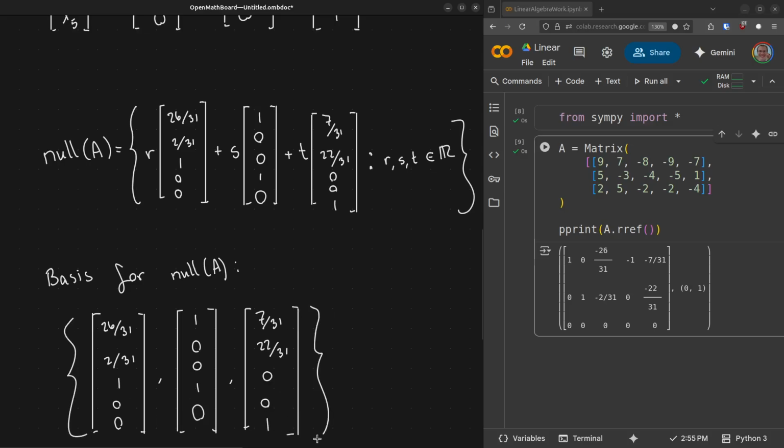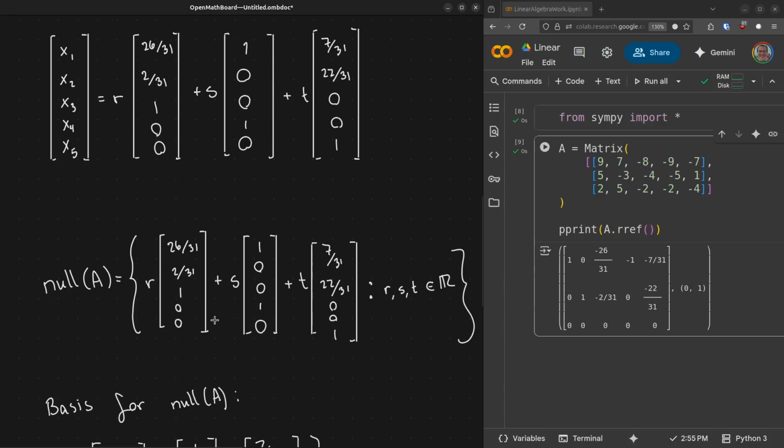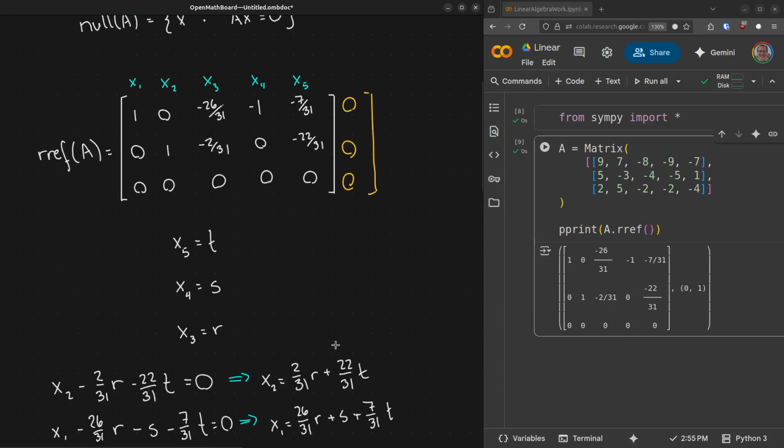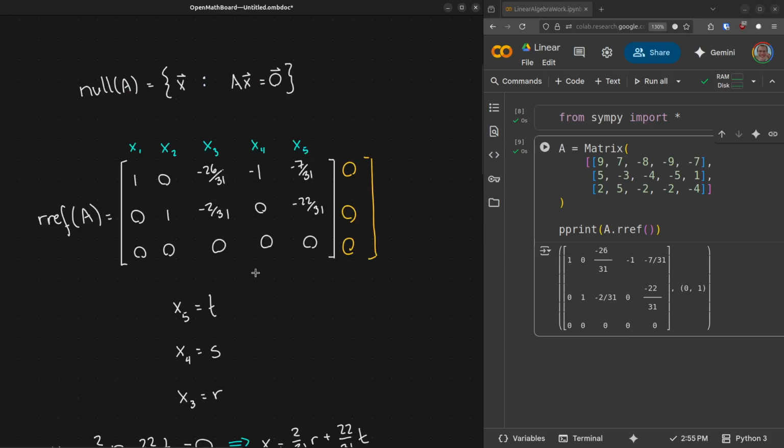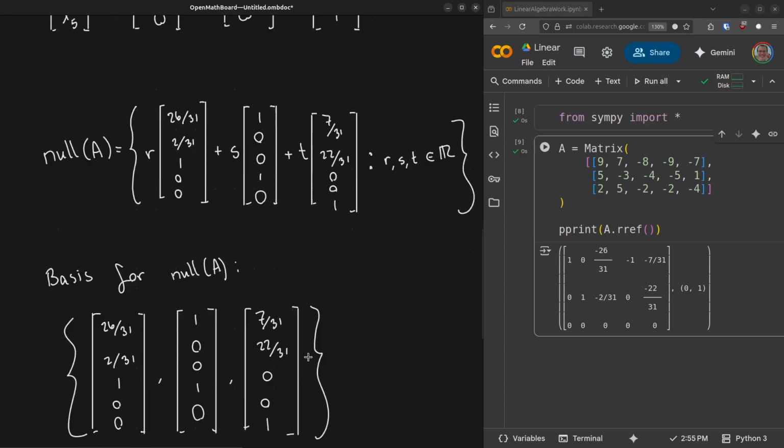Okay. By the way, how many vectors do we have here, and how do we get them? Well, we have one vector in the basis for each of the free variables, right? So I could look at this, and it might not be immediately clear what the basis for the null space is, but I know immediately I have three free variables, and therefore the dimension of the null space is equal to 3.